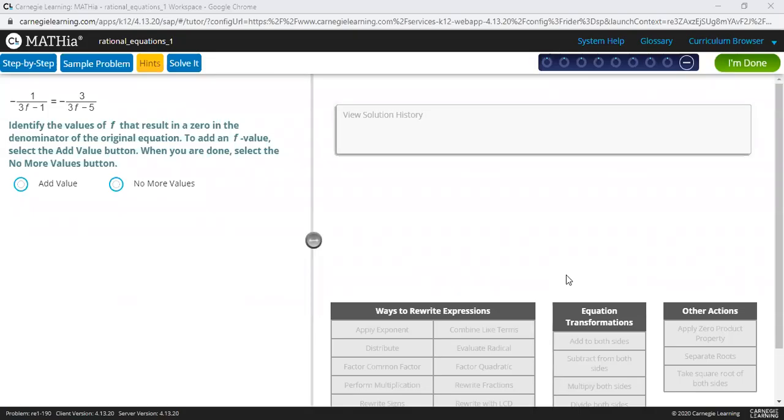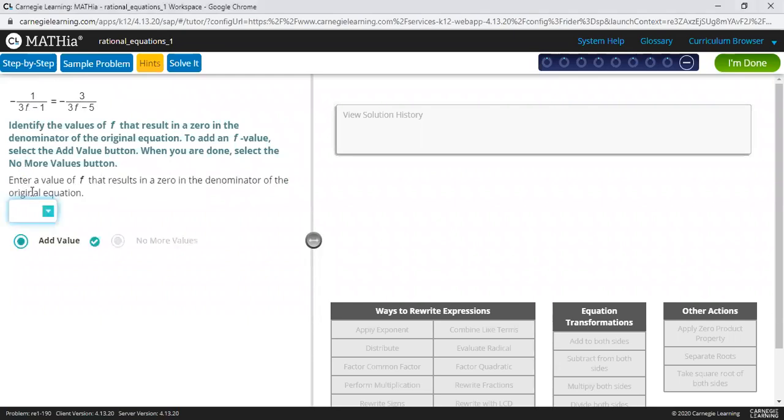All right, this next problem is another solving rational equations problem. And this one does not involve adding or subtracting rational expressions. So the first thing I'm going to do again is identify what value of f does not exist here. I chose this one because we have a couple different values of f.